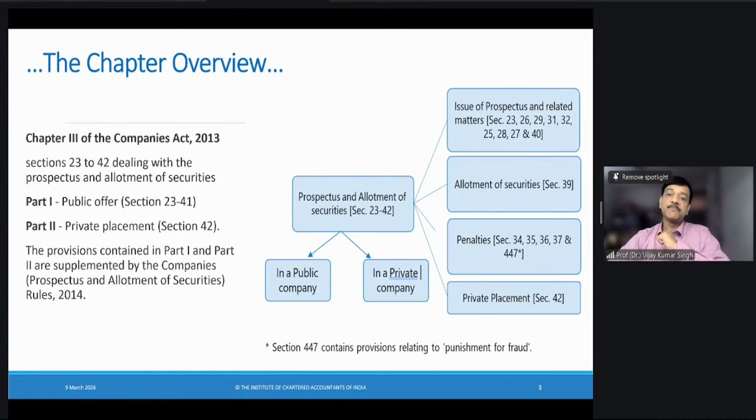If you recollect, the Companies Act 2013 has brought in the concept of corporate fraud formally, and there is a body called the Serious Fraud Investigation Office, which looks at these frauds on the recommendation of the central government, that is, the Ministry of Corporate Affairs. So these frauds are covered under section 447. That is also a related section which needs to be looked at. And as I discussed before, part 2 of chapter 3 talks about private placement, which is dealt with under just one section, that is section 42.